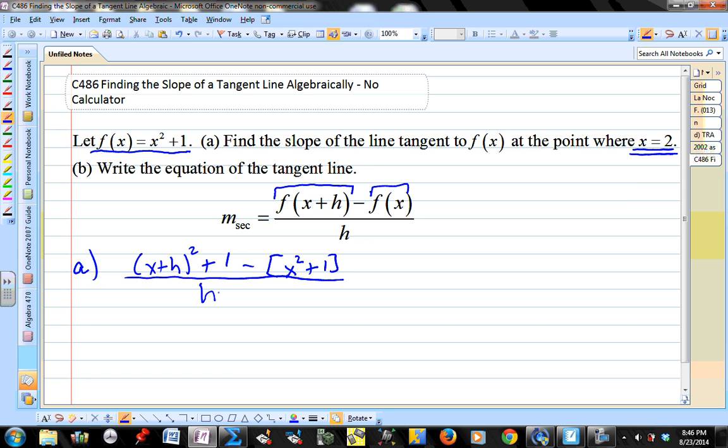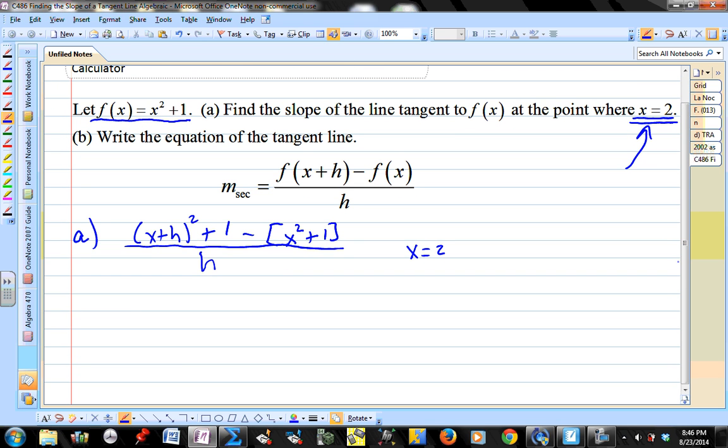Now the next thing to do is to take this point we're dealing with, x equals 2. Let's substitute x equals 2 into our formula. So we're going to have 2 plus h quantity squared plus 1 minus 2 squared plus 1 all over h. And now we're going to simplify.